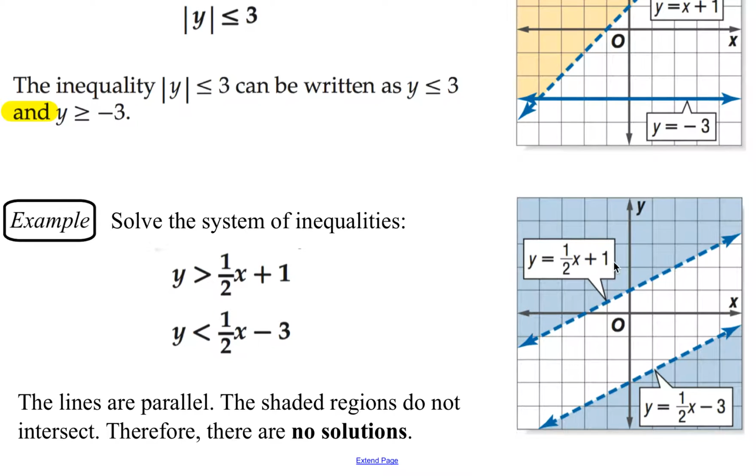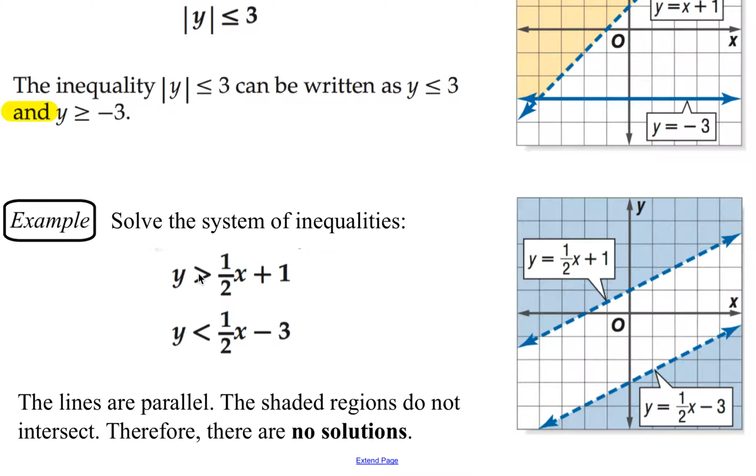But this first one says that y is greater than those values, so that's the area above and to the left. And the second one is less than, so that's below. So these do not have any overlap or any intersection points, so this one is no solution.